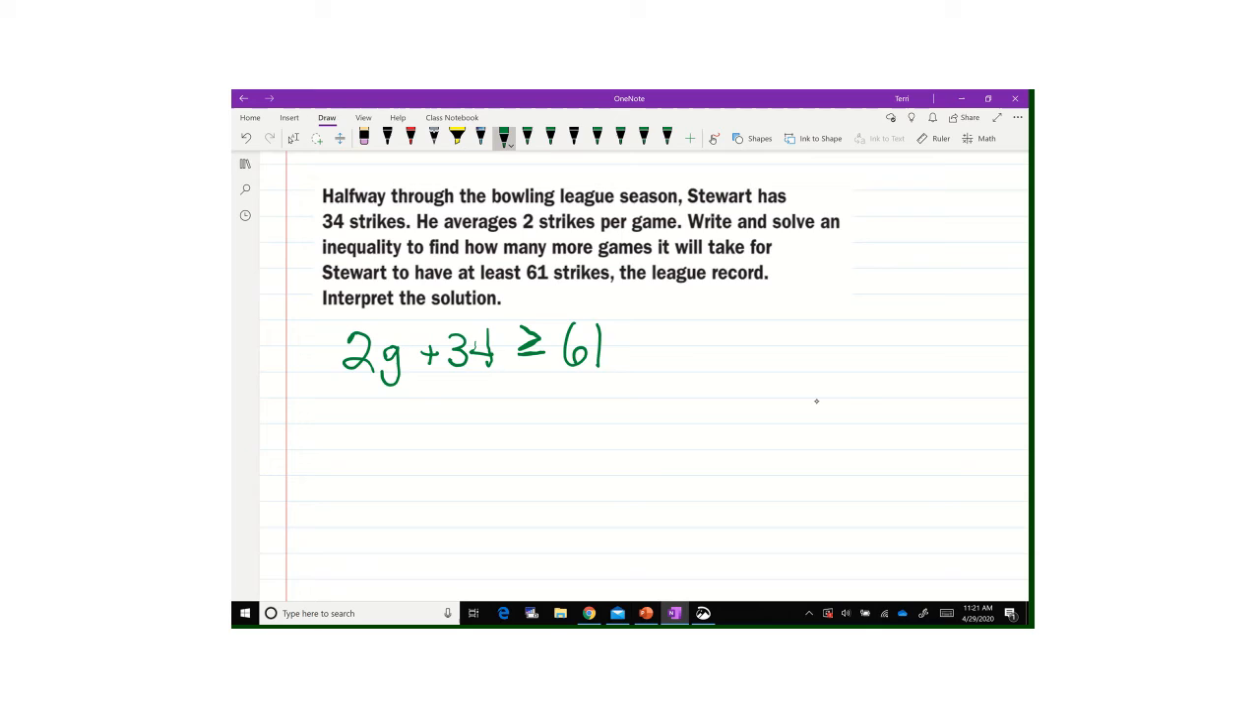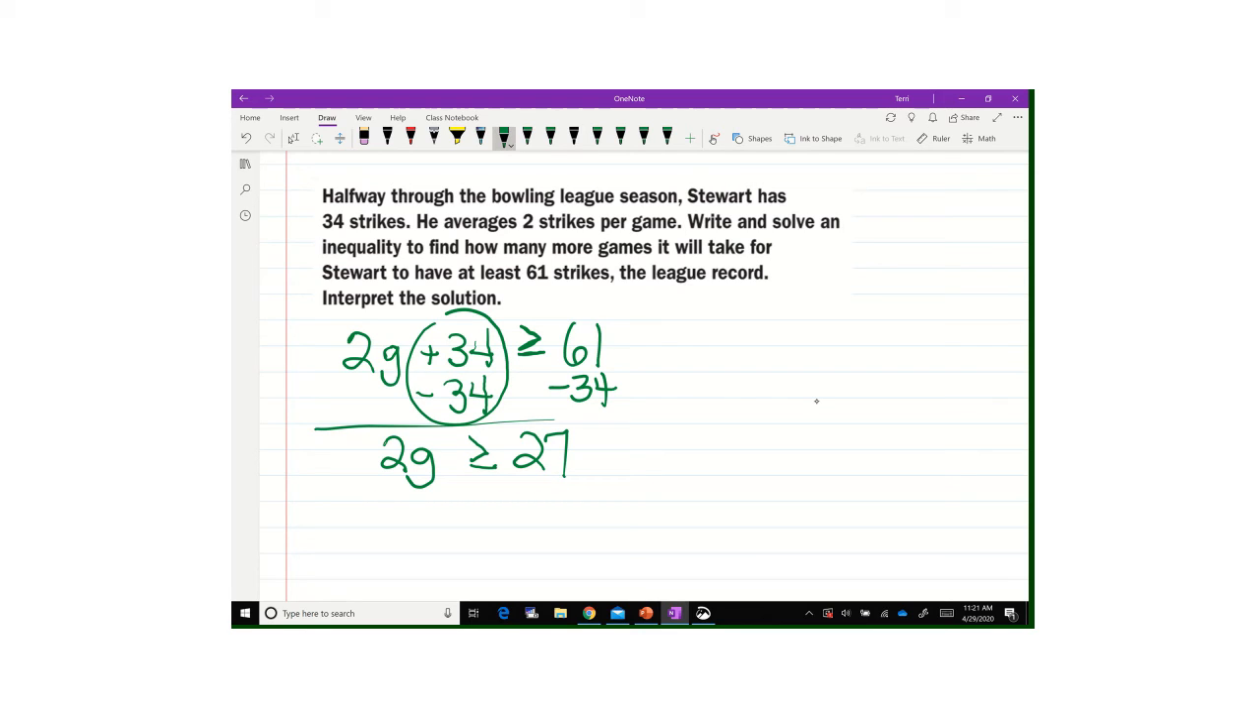We're going to start with our adding and subtracting. We're going to take away a 34 from both sides. These two here are going to be my opposites. So there is 0. And I bring down my 2G is greater than or equal to 27.